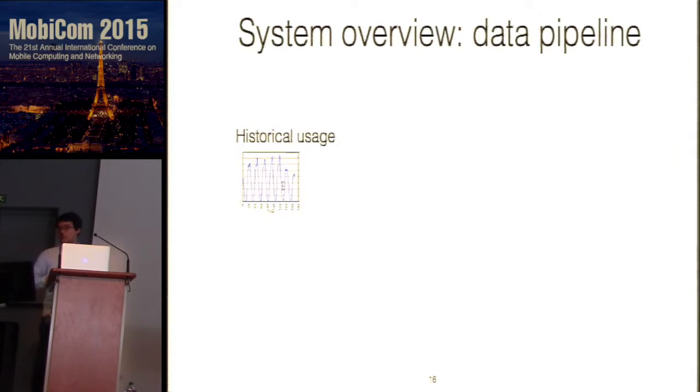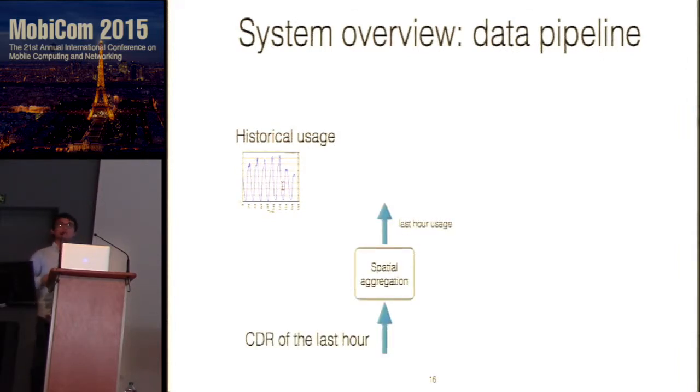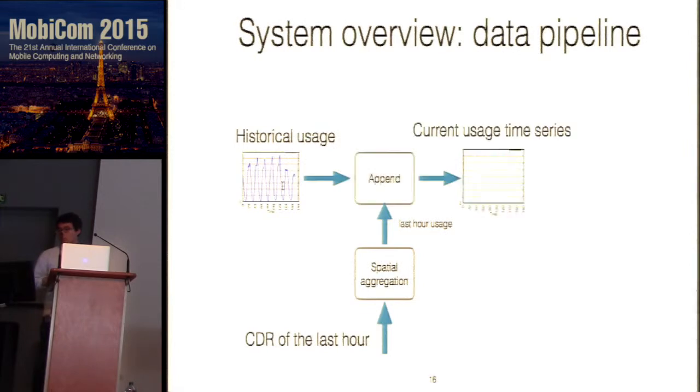So let's look at Absent's system design. Absent will maintain a historical usage for each aggregation of users. It then wakes up every hour to extract the usage of that group from the CDR, and then it will append the last hour usage to the historical usage, and the result is we have a current time series usage, and that time series will be fed into an event detection module for alarm detection.